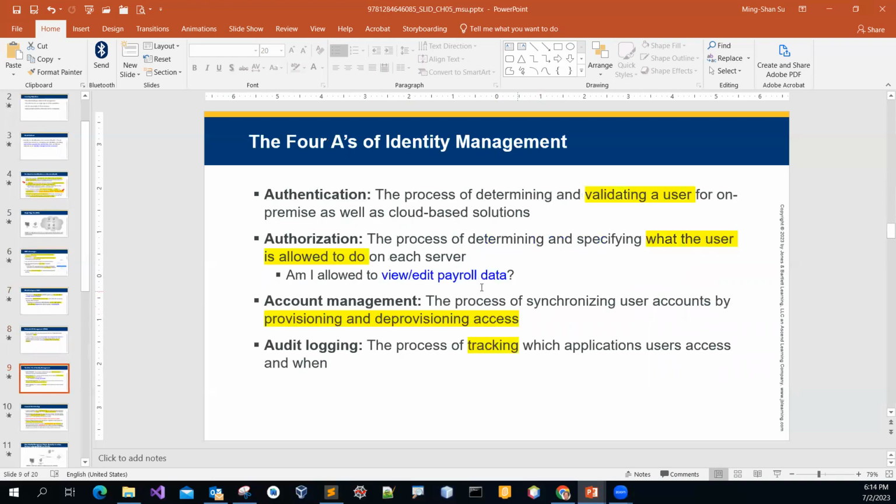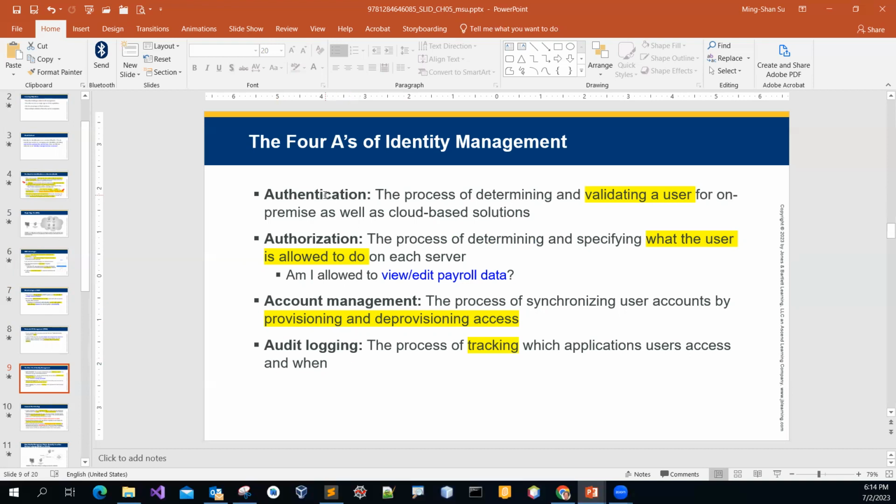All right, and then when we talk about identification management, actually it involves 4 A's. So let's take a look at what the 4 A's are. The first one is authentication. Second one, authorization. Third one, accounting management. The last one, audit login.